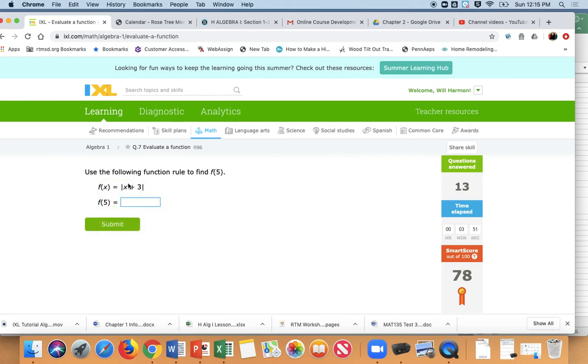And my last one, it says the absolute value of x plus 3. Well, if x is 5, 5 plus 3 is 8, and absolute value of 8 is 8. So there you have it. That's how you do it.